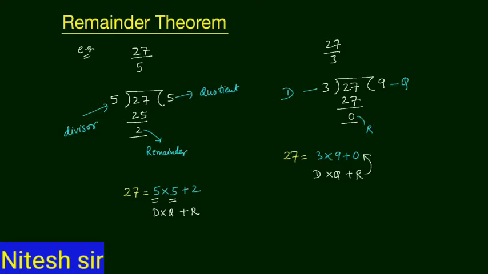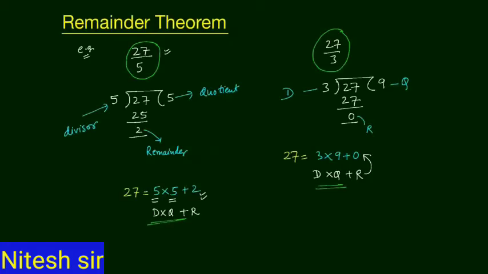These two expressions are clear to you. These are the expressions for 27, when we divide 27 by 3 and when we divide 27 by 5. In the second one we get remainder 0, and in the first one we get remainder 2. So we get one expression: dividend is equal to divisor into quotient plus remainder.